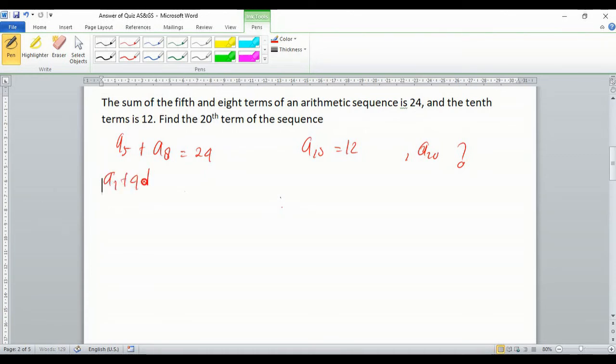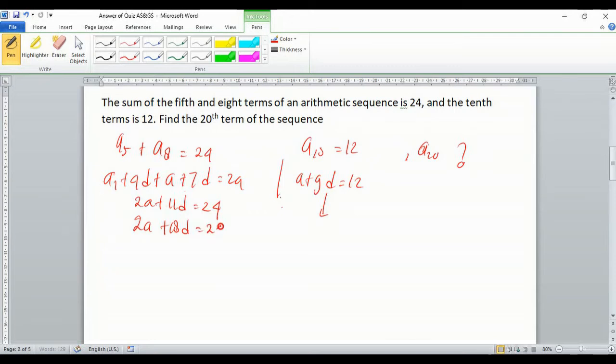First, a plus 4d plus a plus 7d equals 24 here. a plus 9d equals 12. So 2a plus 11d equals 24. And then I need to multiply this one by 2, so it's 2a plus 18d equals 24. Oh, it's minus. So this one is 7d equals 0. So the difference is 0. So we get the difference.